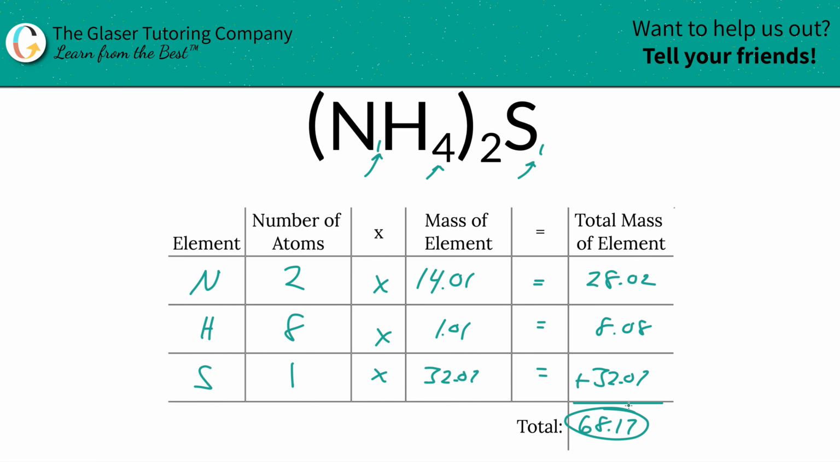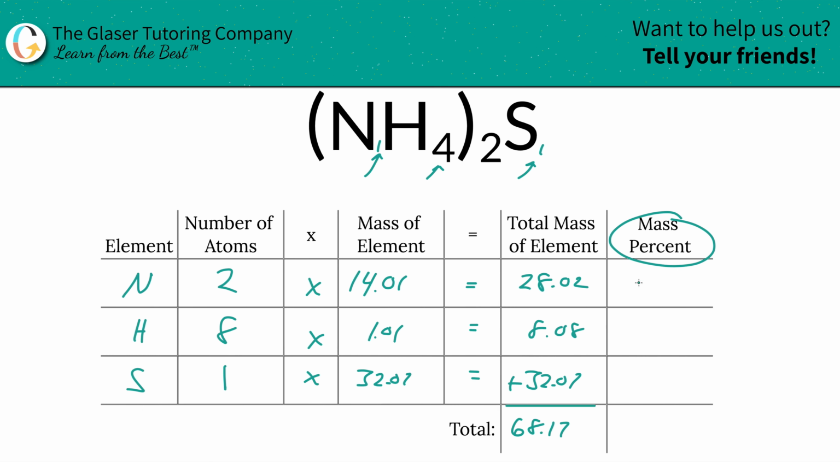Now I'm going to add a column to the table, and calculating these percentages is going to be so simple. Watch. To find the mass percent of nitrogen, we're going to take the total mass of the nitrogen, 28.02 units of mass, divide it by the total mass of the entire compound, 68.17, and multiply it by 100. That is it. The total of nitrogen divided by the total of the compound times 100. Easy as cake, right? So this is 41.